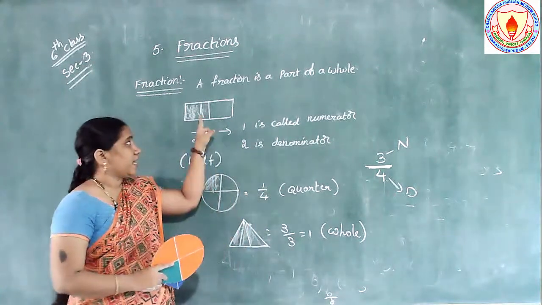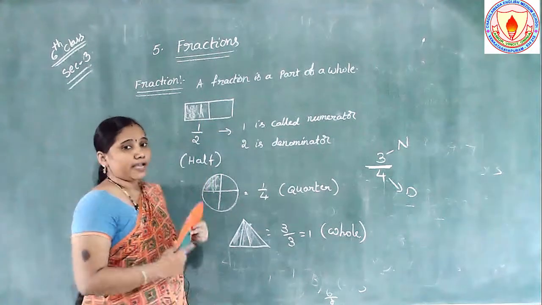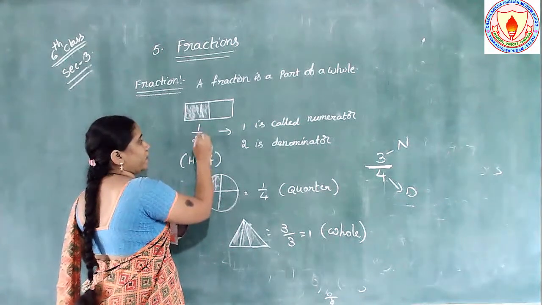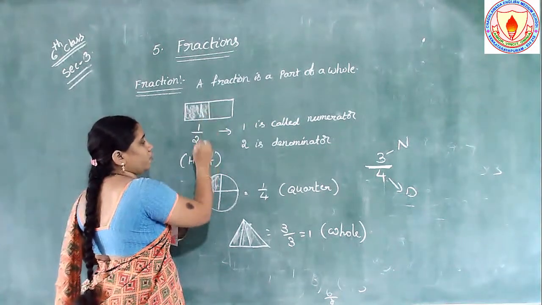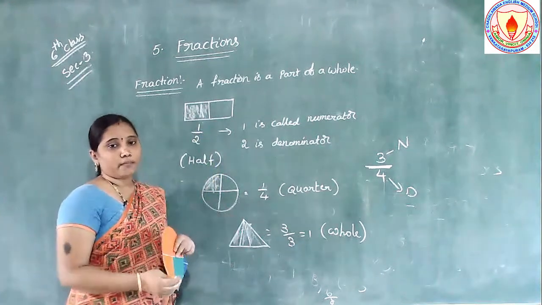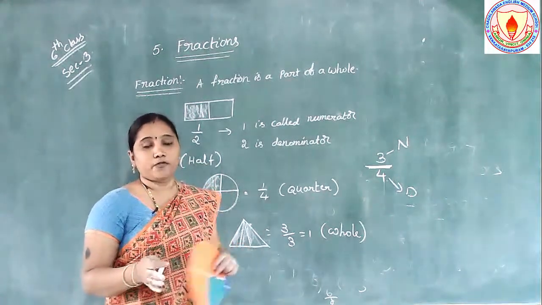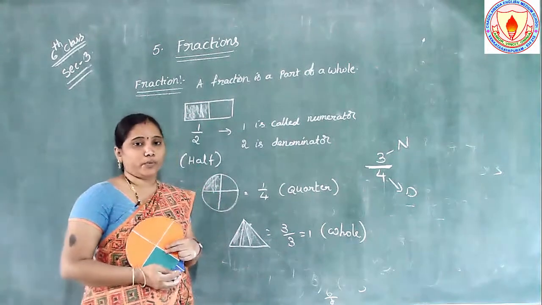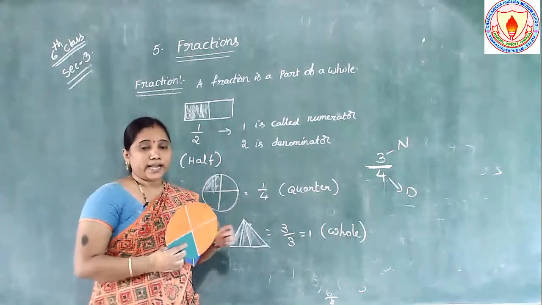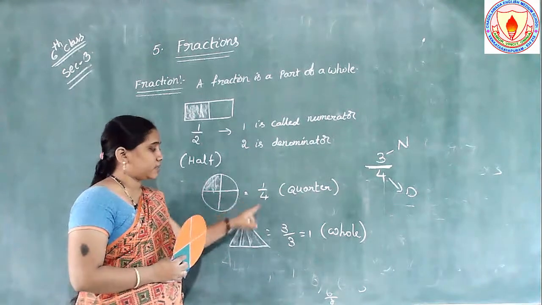Here see the picture. Here I am dividing into two equal blocks: 1 and 2. One part is shaded here. What is the shaded value? 1 by how many total parts? 2 parts. So the value is 1 by 2. 1 by 2 has another name, half. We say half, right? So the fraction value half is 1/2, where the numerator is 1 and the denominator is 2.